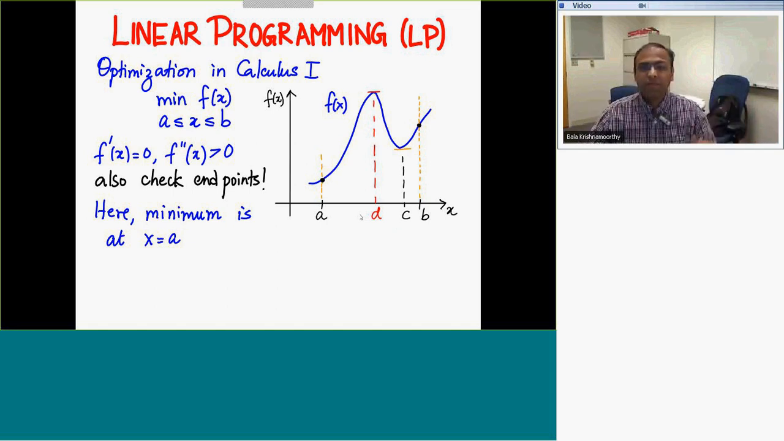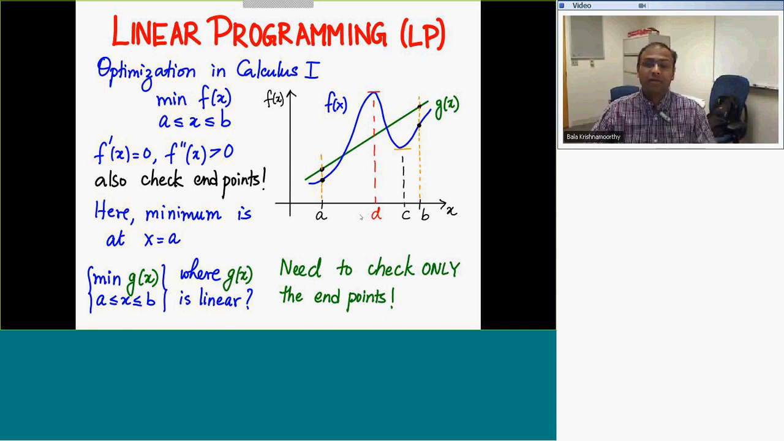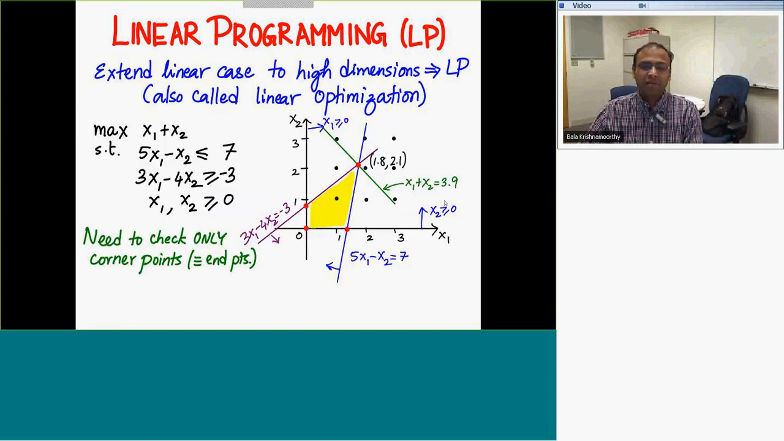That is optimization in calculus, but if you know the function you are trying to optimize is linear, then you don't have to take the derivatives and so on. You just need to check the endpoints, because if g(x) is linear, the minimum is at a and the maximum is at b. So what else? It extends this easy linear case to higher dimensions. You still only need to check the endpoints in higher dimensions.